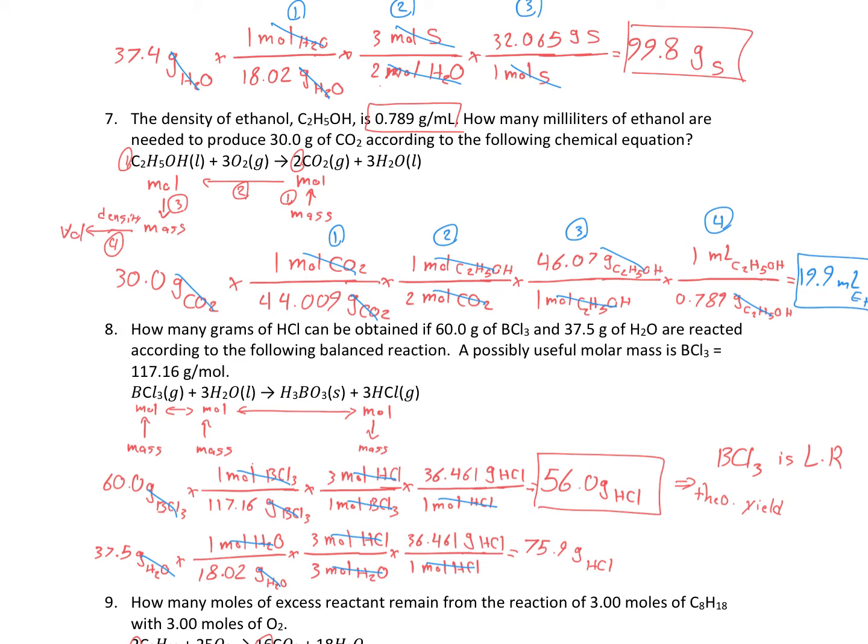The question is asking about volume, and the density is given, and density is one of our conversion tools. Density is the relationship between mass and volume. So we want volume. With density we can get the volume from the mass. First we go from mole to mass with molar mass, and then from mass we can use density to go to volume. Makes sense? So step 1, 2, 3, 4. 1 is mass to mole of CO2, 2 is mole to mole of ethanol, 3 is mole to mass of ethanol, and then mass to volume.